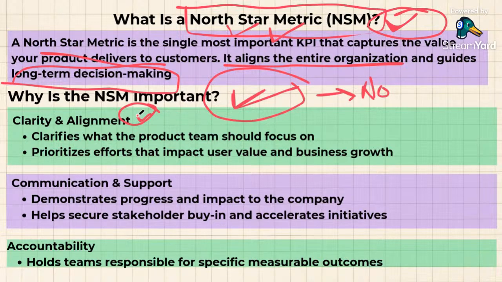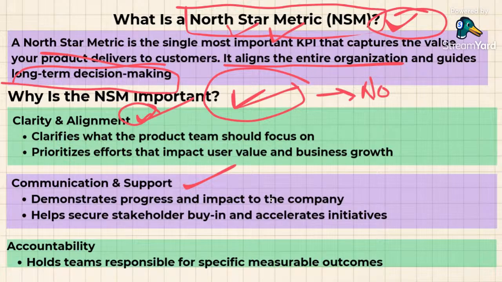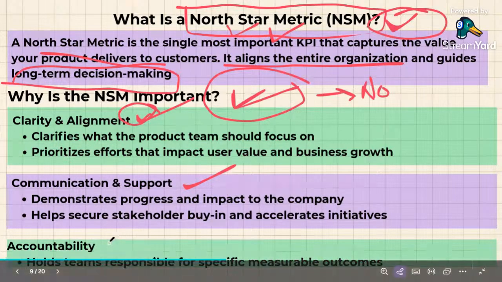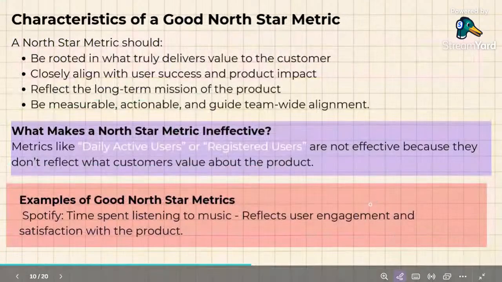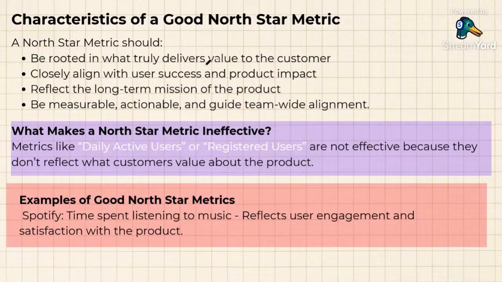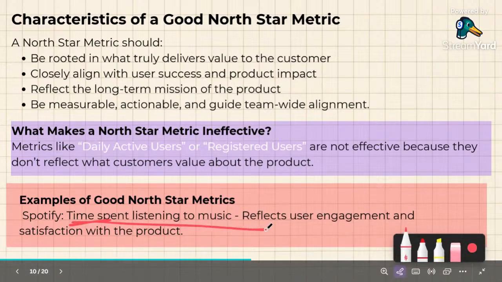It helps us with alignment and clarity, and also with communication and support, in order to help the stakeholders understand whether they should go forward with us or not. It gives clarity about the performance of the company. Some of the characteristics are as mentioned. An example of a good metric would be the time spent by a user listening to music for Spotify.